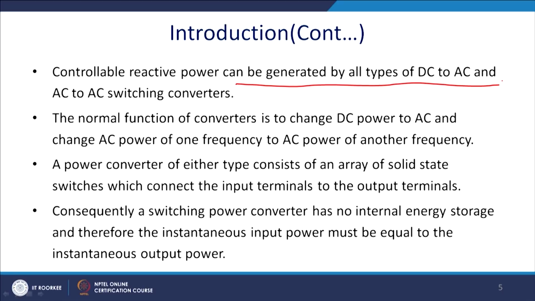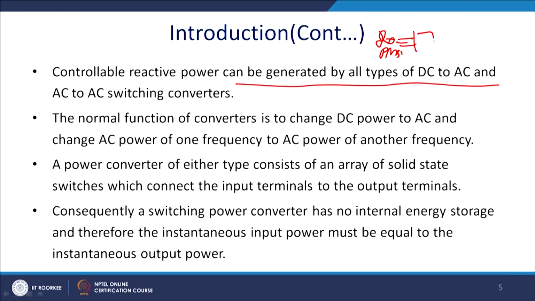Now, how does it work? Controllable reactive power can be generated by all types of AC and DC switching converters. Please understand what it essentially does. We know that you may have an AC system, maybe a PMSM, thereafter you have an inverter or converter that will convert the DC, and thereafter you can convert into the AC. So, for this reason you have all types of DC to AC and AC to AC switching converters. This task can be done by a matrix converter, that is an AC to AC converter. Here in this topology, it is converted both DC as well as AC. We will see how it has been done.